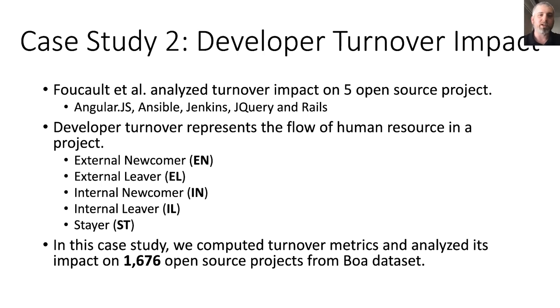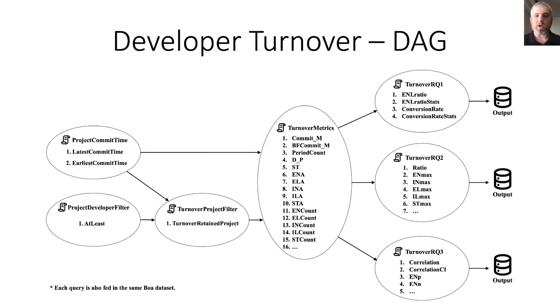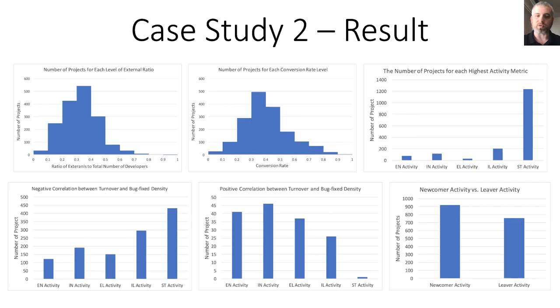The second case study we looked at was by Foucault, and what they did was analyze 5 open source projects and look at developer turnover. They computed several metrics like internal, external, newcomer versus leaver, and stayers. In our study, we analyzed over 1,600 open source projects from the Boa dataset, but we computed the same metrics. So we wound up generating quite a few Boa queries. Some of them dealt with simple things like filtering, but we had one giant query that generated all kinds of different turnover metrics, and then we created different research questions, and we had one Boa query for each of those research questions.